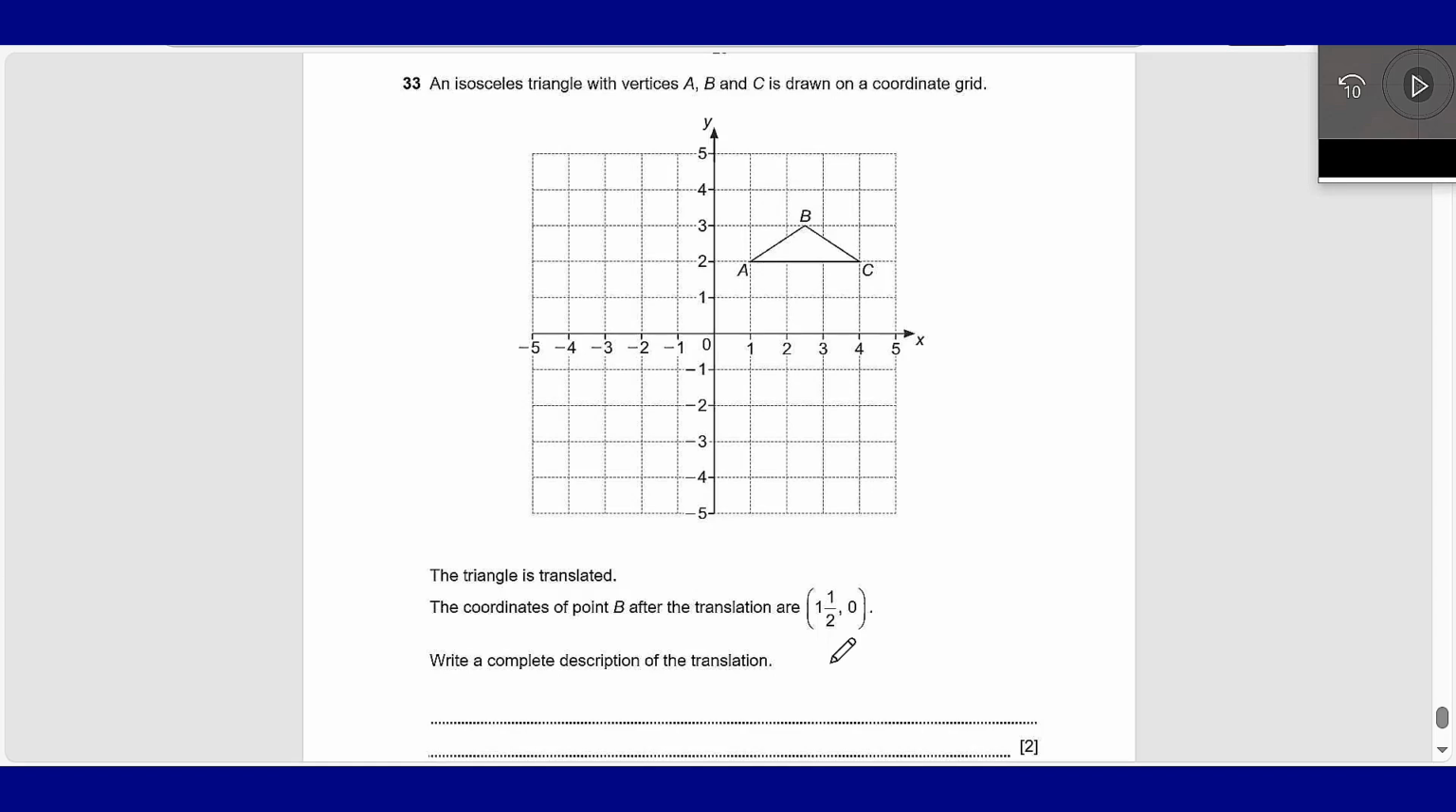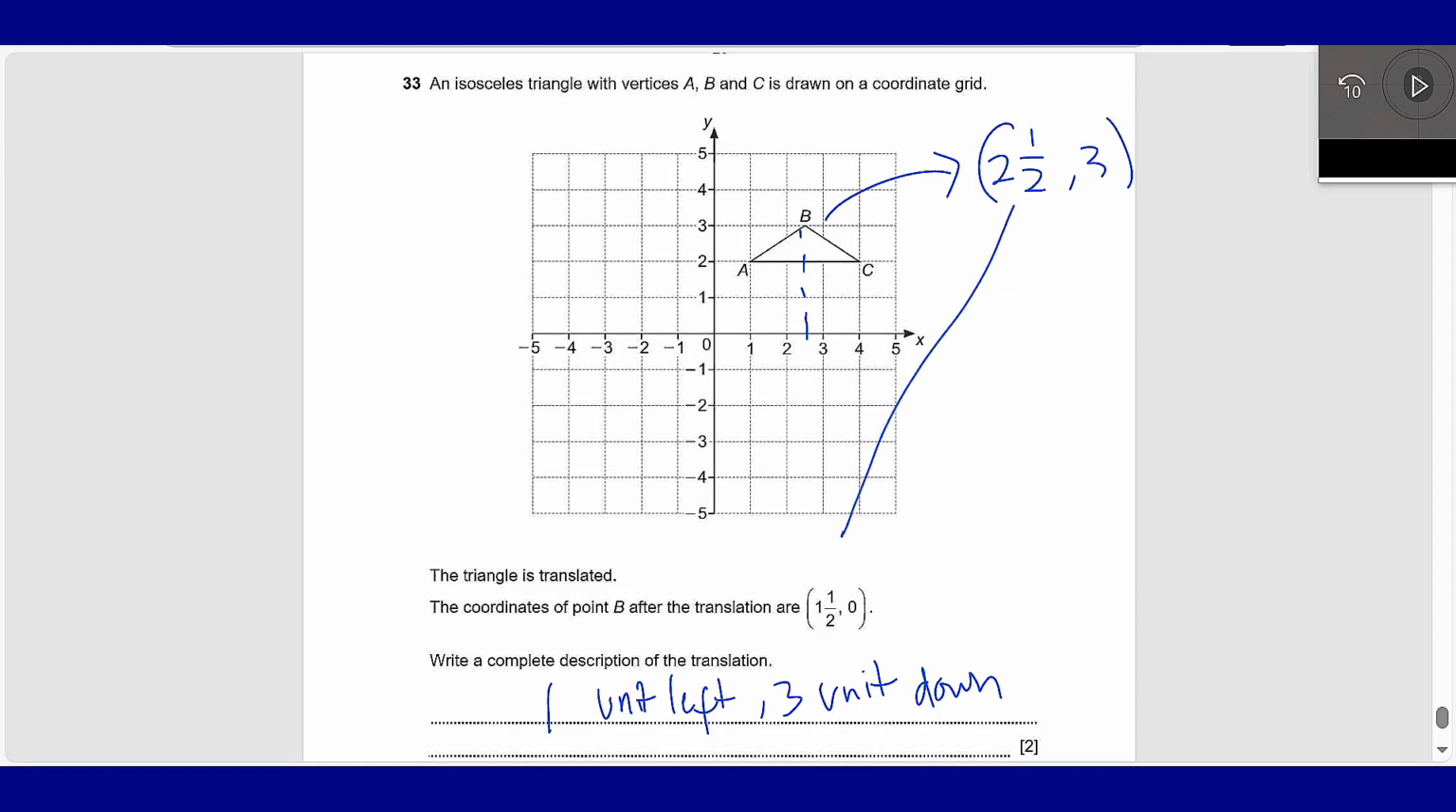So the answer for this will be 1 unit left and followed by 3 units down. How do we obtain that answer? So let's see, this coordinate is 2.5, 3. So from here to go here, we have to subtract by 1, and from here to go here, we have to subtract by 3.